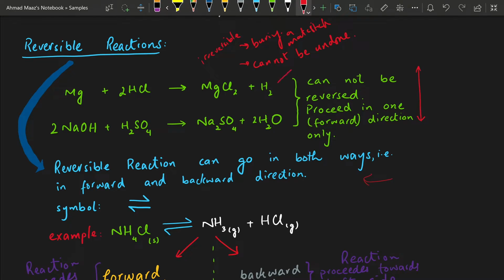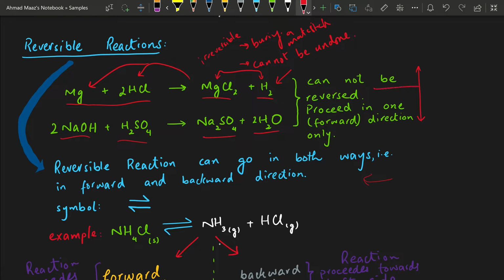Most reactions in lab are irreversible reactions. For example, if you add magnesium ribbon into HCl, it becomes magnesium chloride and hydrogen gas is given off. Now, if you react this hydrogen back with magnesium chloride, you will not be able to get HCl and magnesium, because this is not a reversible reaction. This reaction is irreversible. Similarly, if you react sodium hydroxide with sulfuric acid, you will get sodium sulfate and water. Again, this is also an irreversible reaction.